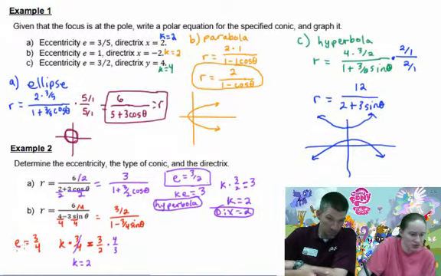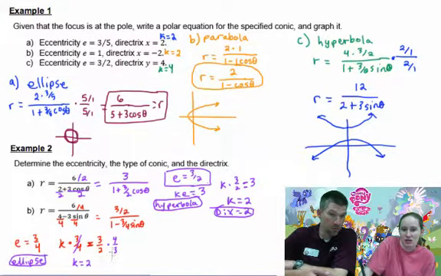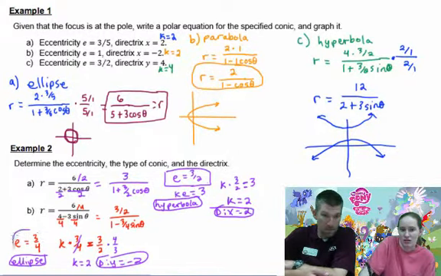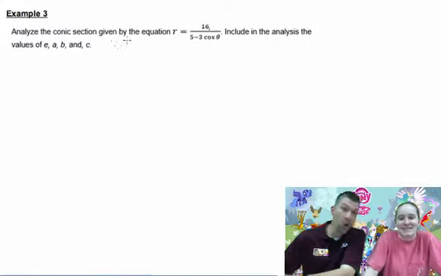If e is 3/4, that means we've got an ellipse. Yep, ellipse. And y equals -2 is the directrix. Right. Bam. Example 3.